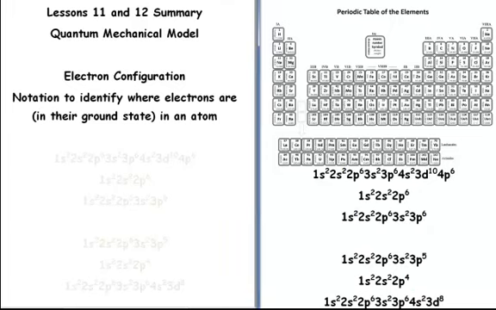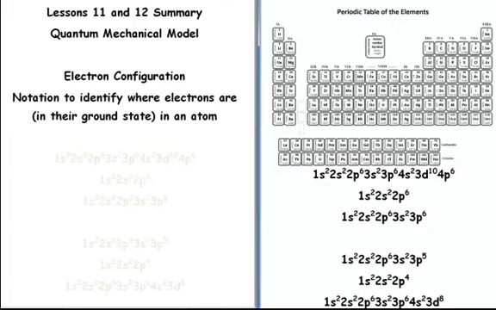Okay, so we have to figure out what the reasoning is for caring about the electrons and where they live. First of all, we need to be able to tell exactly where they live, so we use something called electron configuration. Electron configuration is a notation to identify where electrons are in the ground state in an atom.